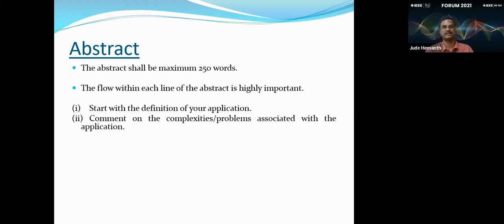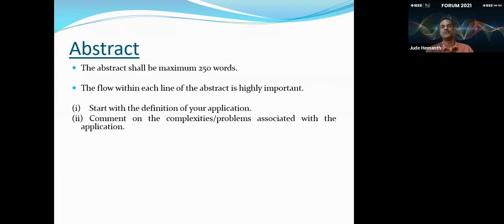Comment on the second line. Comment on the complexities or the problems associated with the application. Now, this is related with your part 1 research work. If you have randomly chosen some problem and selected some method and done some work, very less chance, right?